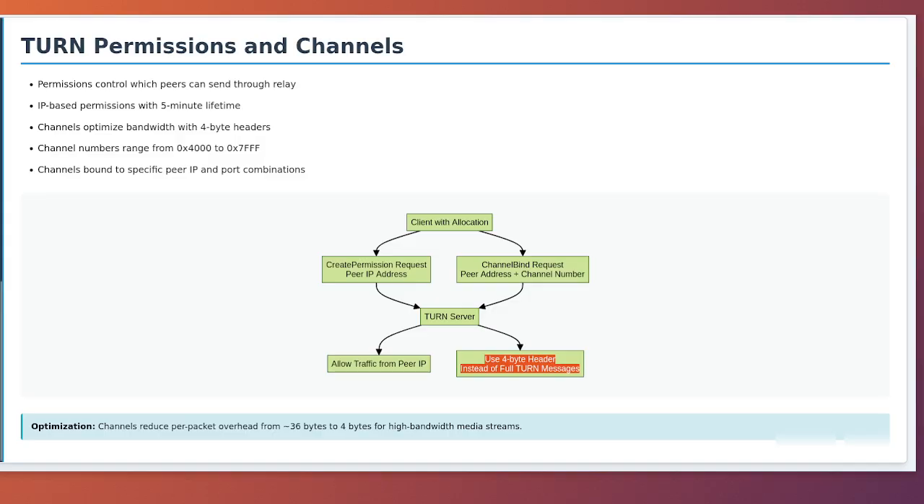Once bound, data destined for that peer is sent in channel data messages with just the channel number and length, dramatically reducing overhead. Channels also have lifetimes, typically 10 minutes, and must be refreshed to remain active. The channel binding mechanism makes TURN relay much more efficient for sustained media flows.